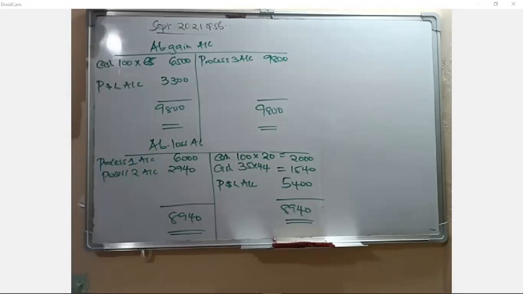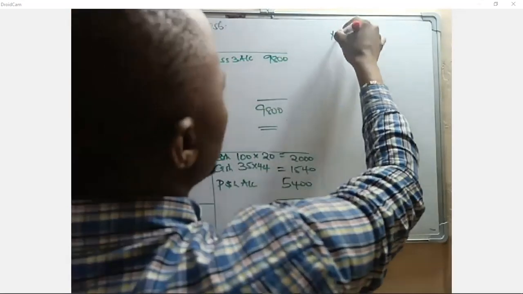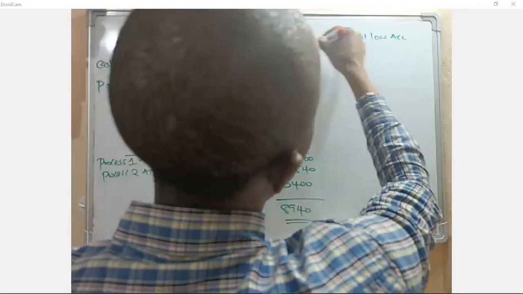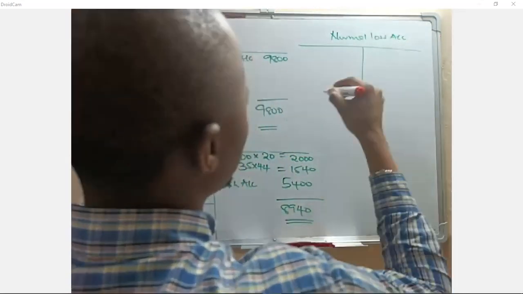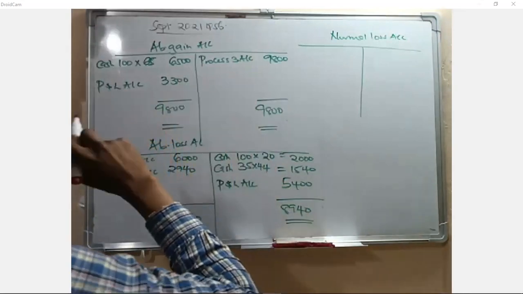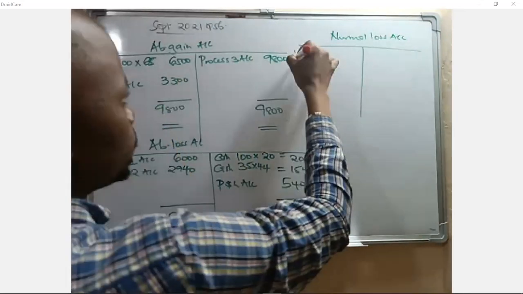Now, what about if the examiner was asking you to calculate the normal loss account? The normal loss account, you do the same. The normal losses in our processes fall on the credit side, so here they fall on the debit side.